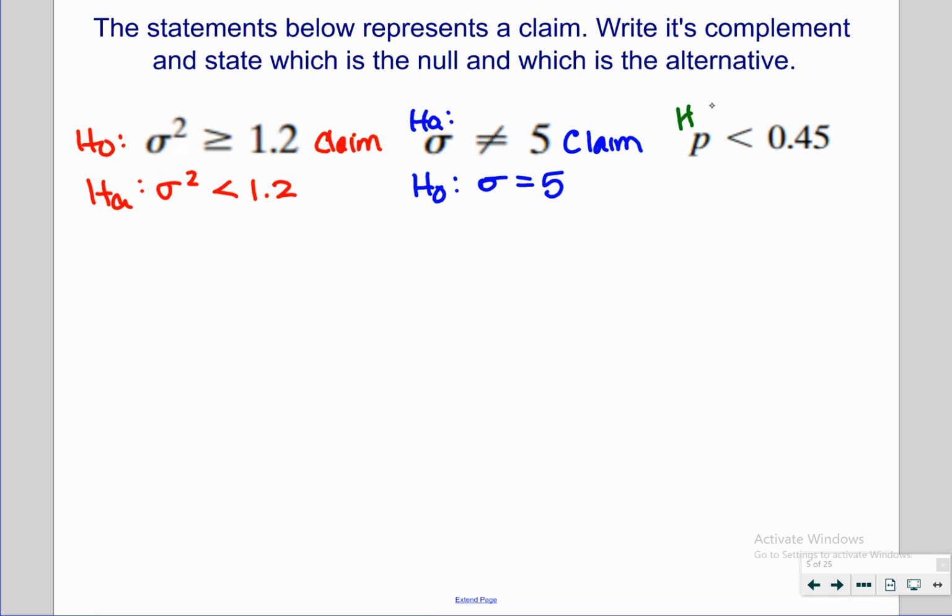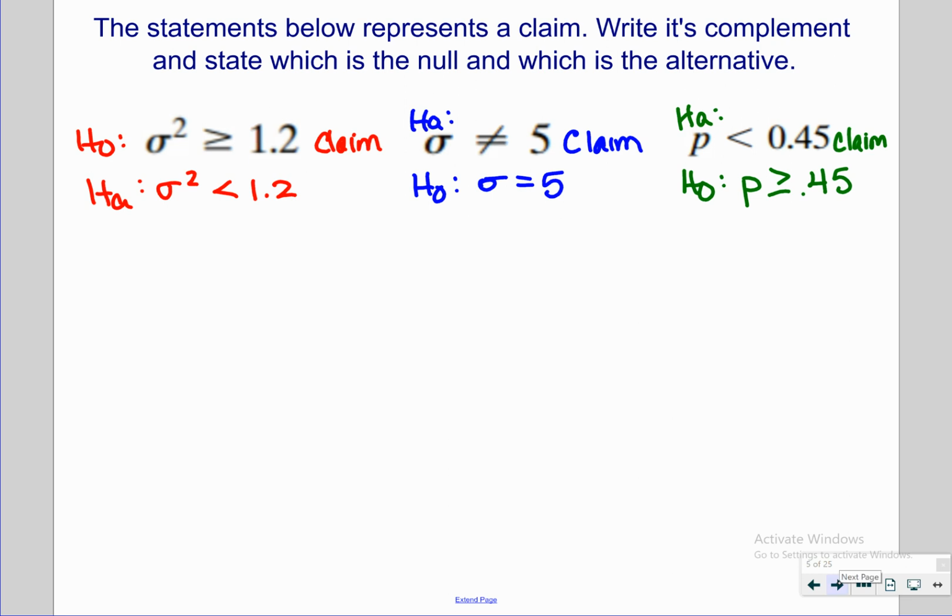All right. So is this claim null or alternative? What do you think? Alternative, which means I need to write the null hypothesis, which is that a proportion instead of being less than 0.45 would be greater than or equal to 0.45. Okay. Questions on any of those? Reading one from the other.